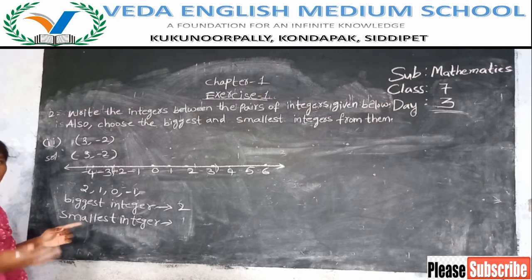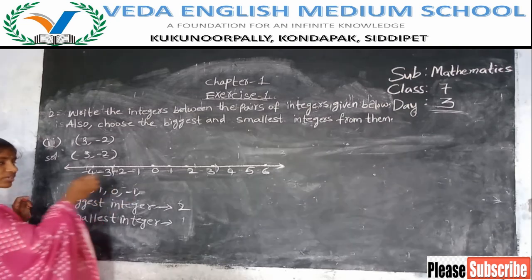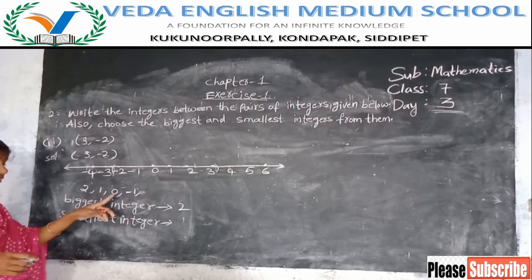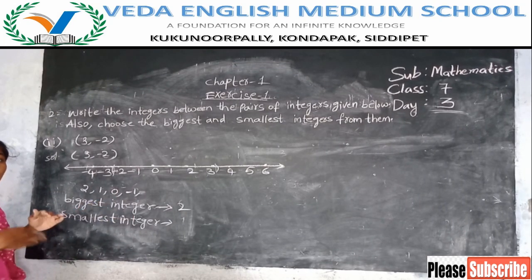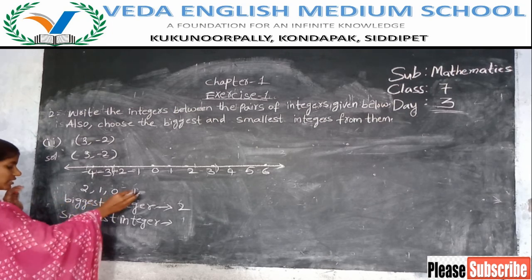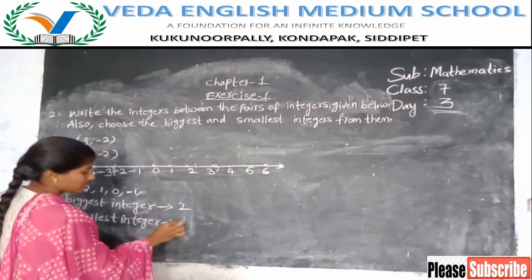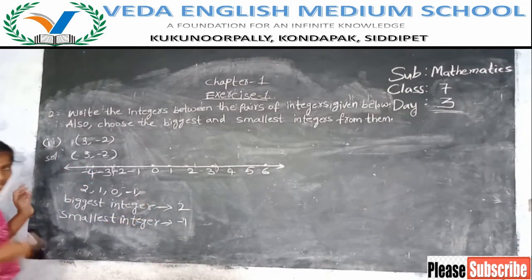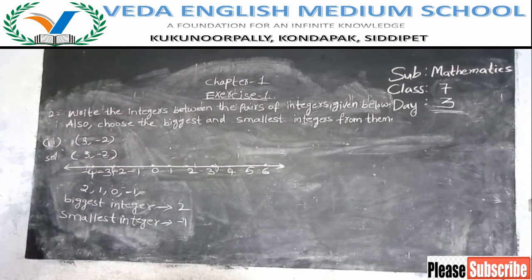Negative numbers are smaller than 0. Here we have one negative number. What is the negative number? -1. Negative numbers are less than 0. Because of that reason, -1 is the smallest number. Like this, negative numbers are now completed. Now the second problem has completed.